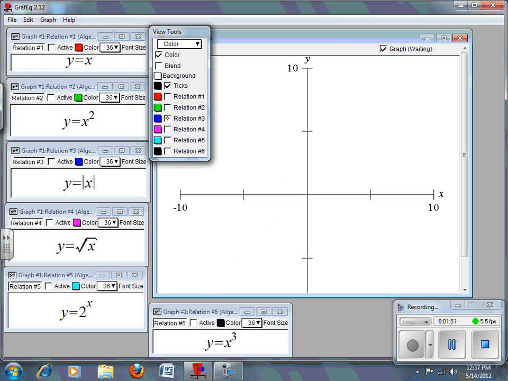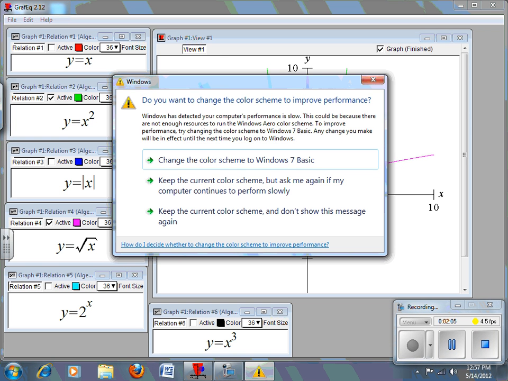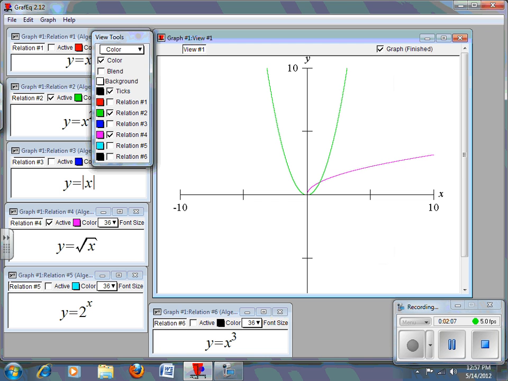Fourth function or relation is the square root function, y equals the square root of x. Notice again, it goes through the origin. And if we put it up with relation 2, notice that there is some relationship between the square root and the squared function. They're actually inverses of each other, something we'll talk about in a later unit.